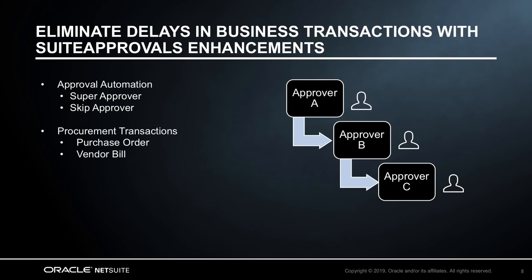In 2019 Release 1, we're announcing new capabilities in the SuiteApprovals SuiteApp, providing more control and visibility of internal processes in a company. The new Super Approver capability allows a business process owner to expedite the approvals of transactions by acting as the final approver of a transaction. With the new Skip Approver capability, a transaction can automatically be routed to the approver with a minimal approval limit. We're also extending the SuiteApprovals functionality to procurement transactions, allowing the business process owners to have more control on internal workflows.